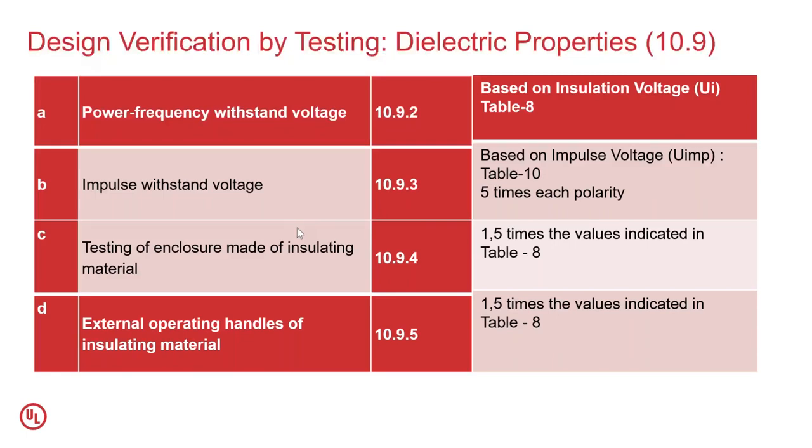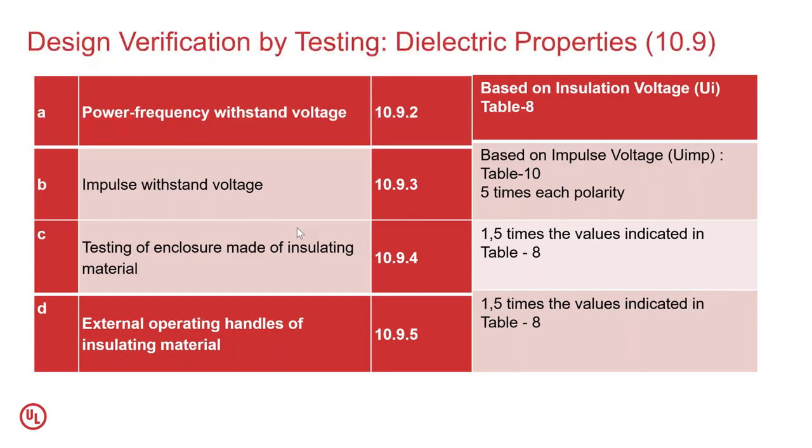How you apply it is very, very easy. Between all live parts of the main circuit connected together, and between each live part and different potential, and if you have a control circuit, between each control and auxiliary circuit, it will be tested for the dielectric test, nothing but high voltage test, for the duration of 5 seconds, reference to table 8 of the IEC 61439-1.